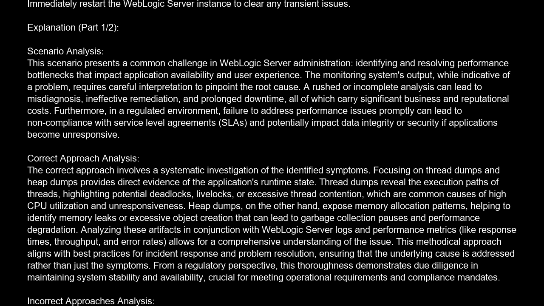This methodical approach aligns with best practices for incident response and problem resolution, ensuring that the underlying cause is addressed rather than just the symptoms. From a regulatory perspective, this thoroughness demonstrates due diligence in maintaining system stability and availability, crucial for meeting operational requirements and compliance mandates. Incorrect approaches analysis.